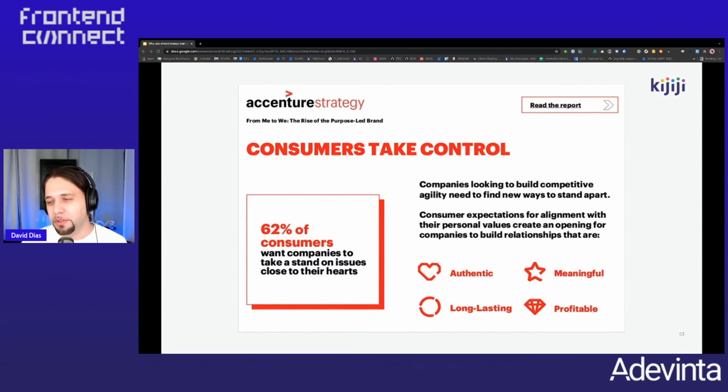Something interesting for 2018, Accenture Strategy did a survey and found out, I think everyone knows about it, that users want companies to take a stand on issues close to their heart. Many consumers want to support companies that share their beliefs, ideals, and values. So if you take a stand on web accessibility, you're building the foundation of a positive brand image for your organization. One way of doing it is having an accessibility statement on your website.